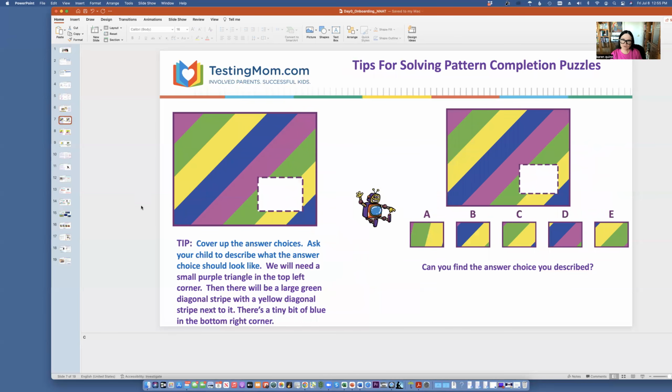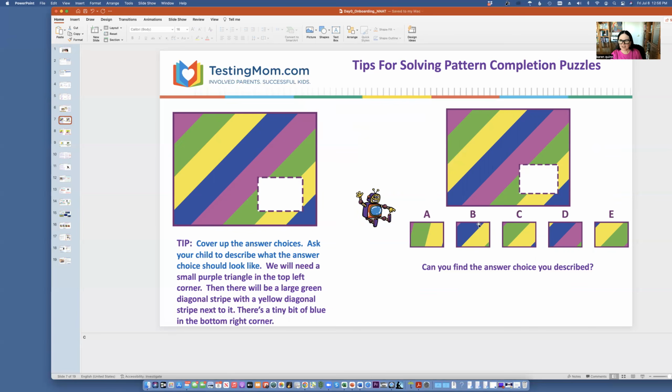Now, another thing you can do, and we do this when we're tutoring with a lot of our questions, we cover up the answer choices. And we do that so the child can figure out and talk about, well, what are they going to be looking for? So here we're going to be looking for a big green diagonally oriented stripe going down, and we're going to be looking for a big yellow stripe going down this way, and maybe a touch of blue and a touch of purple.